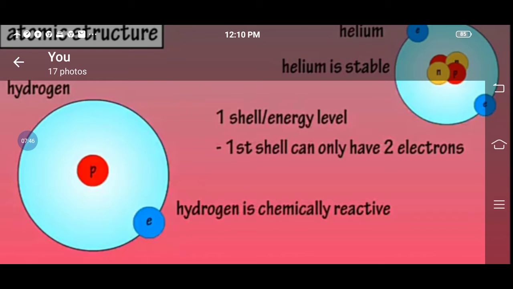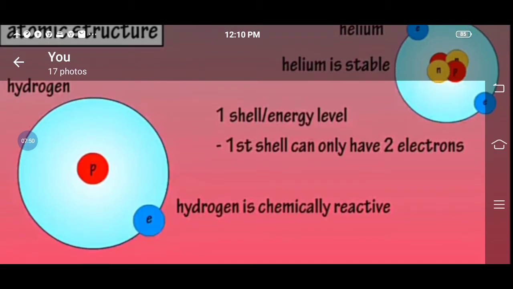In the case of helium, there is a presence of protons, neutrons and also electrons. In helium, 2 protons are there, which is equal to the number of electrons, 2 electrons. In addition to that, there are 2 more neutrons. So 2 neutrons and 2 protons exist inside the nucleus, whereas the 2 electrons revolve around the nucleus.